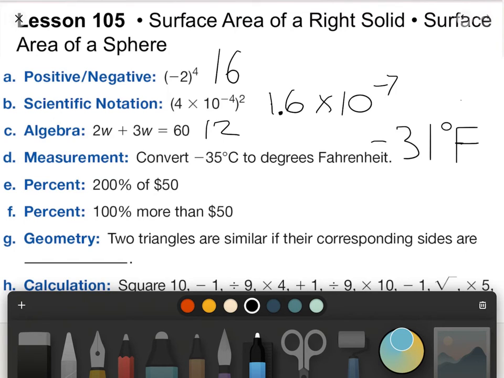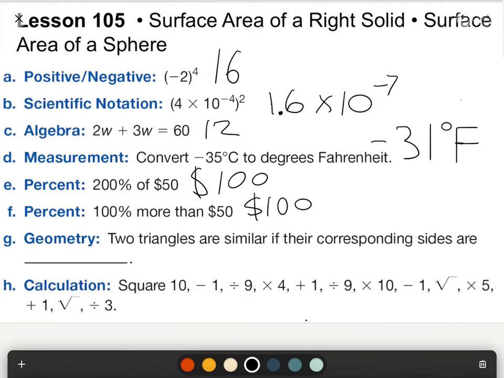200% of 50, you're just multiplying that by 2 to get $100. And then 100% more than 50 is just 50 plus 50, which is $100.